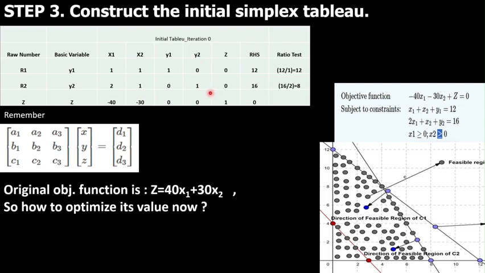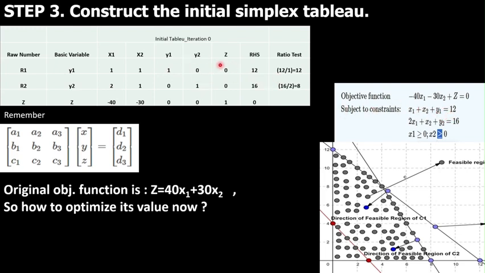We fill in the coefficients from the equations. We have here x1 plus x2 plus y1 equals 12. The coefficient of x1 is 1, we will put it here. Coefficient of x2 is 1, it's here. y1 has a coefficient of 1 under y1. And then there is no y2, so the coefficient of y2 is 0.